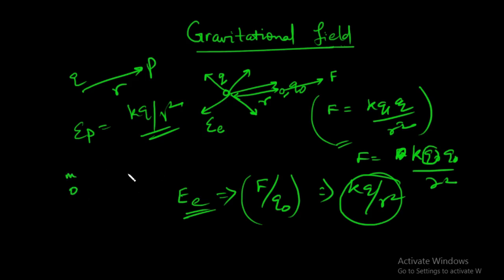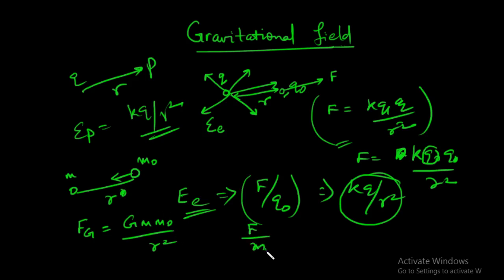If there is a mass m and we bring a test mass m naught, it will feel an attractive force because gravitation is always attractive. So the force of gravitation would be equal to G m m naught by r square if the distance between the two masses is r. If I replace the test mass, we have F by m naught equal to Eg. This is the gravitational field, which will be equal to GM by r square. So this is the gravitational field.